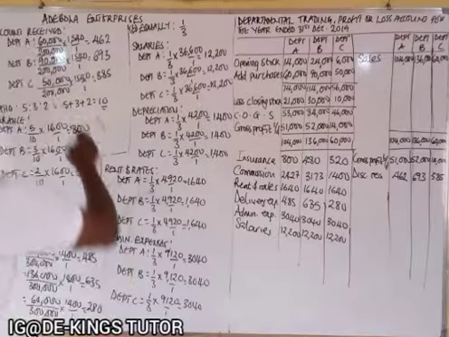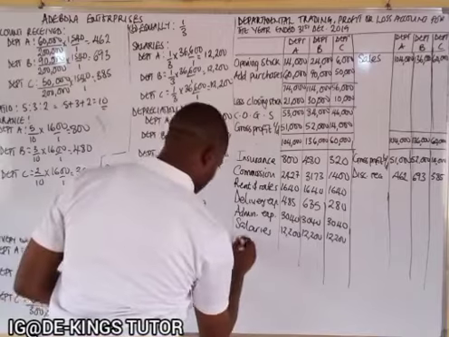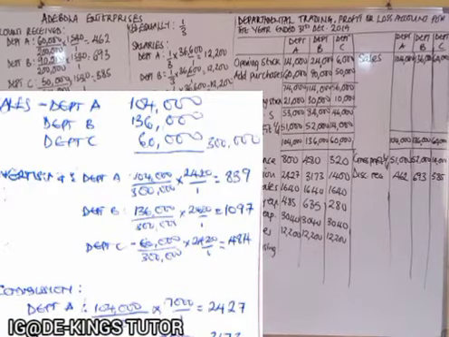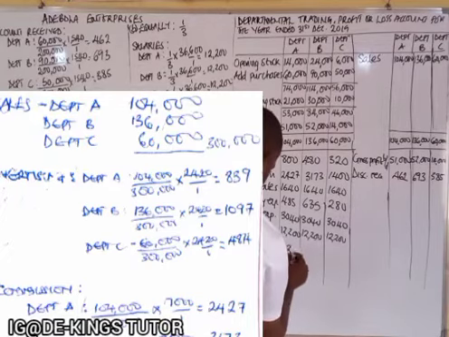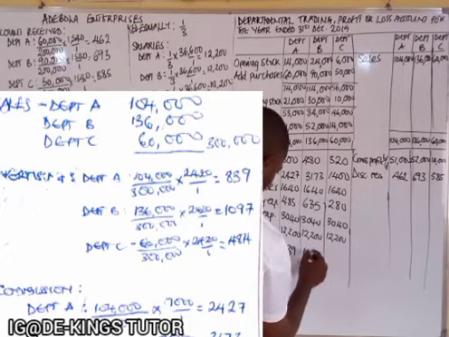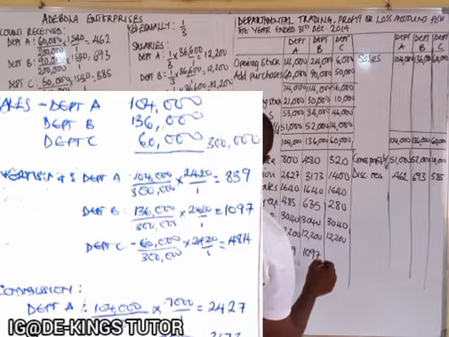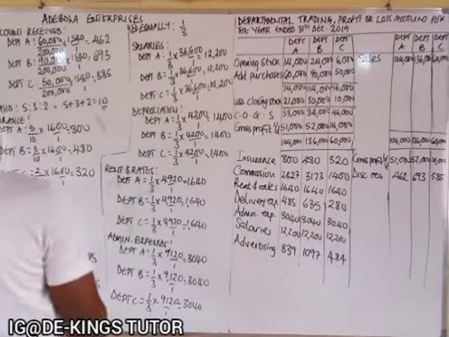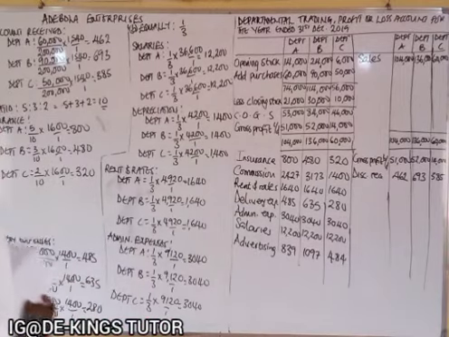The next one is advertising. Advertising, it was there, we also cleaned it, so you can see it on your screen. So advertising, Department A will be 839, Department B 1097, Department C 484. Okay, so that is for advertising.